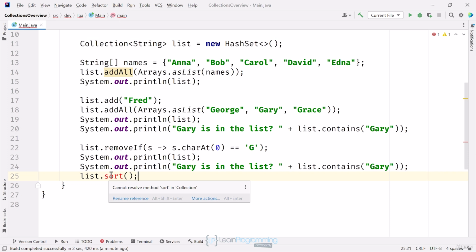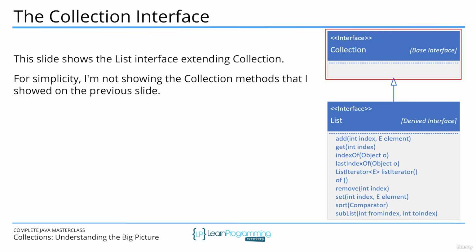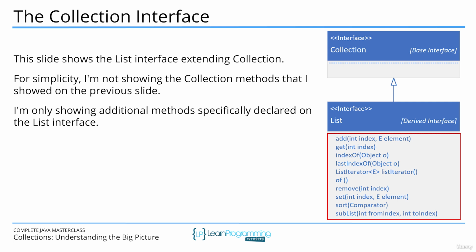Another thing to know about the collection interface is that there aren't any direct implementations of this top-level interface. Other interfaces are derived from it, and implementations or concrete classes implement the derived interfaces, like list and set. Let's look at this on a slide for an interface we know pretty well by now, list. This slide shows the list interface extending collection. For simplicity, I'm not showing the collection methods that I showed on the previous slide. I'm only showing additional methods specifically declared on the list interface.